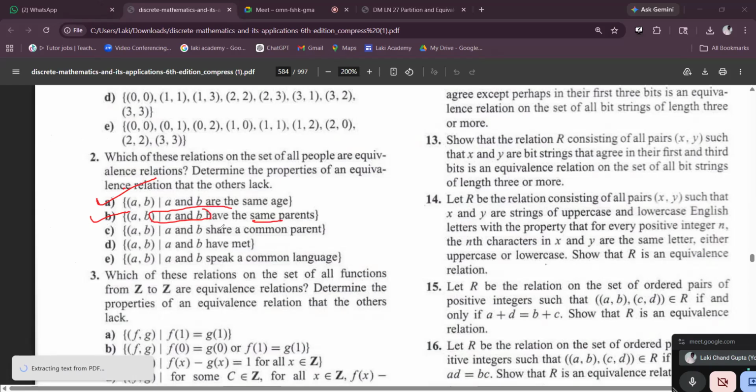Same common parent means, let's suppose A and B have a common parent. Symmetric means what? B and A have a common parent. This is also true, right? Let's check for transitivity. A and B may share one parent. B and C may share a different parent.